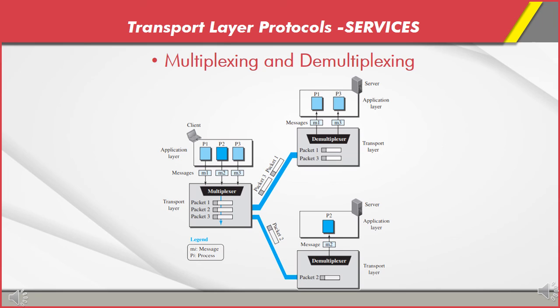The transport layer at the client side accepts three messages from the three processes and creates three packets. It acts as a multiplexer, which is why this process is called multiplexing. Packets 1 and 3 use the same logical channel to reach the transport layer of the file server.